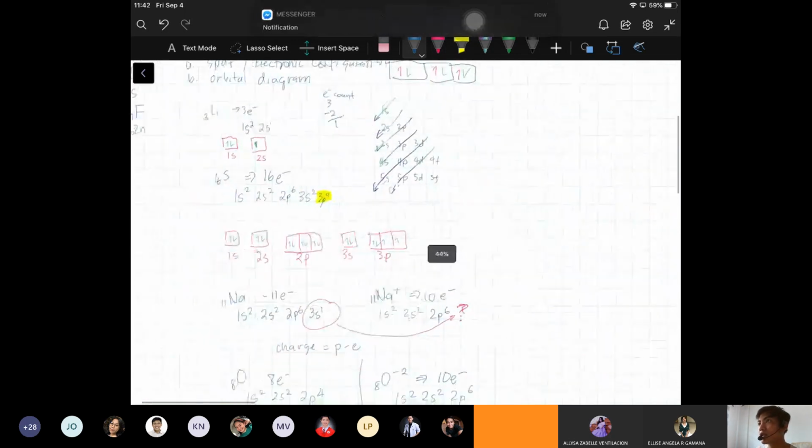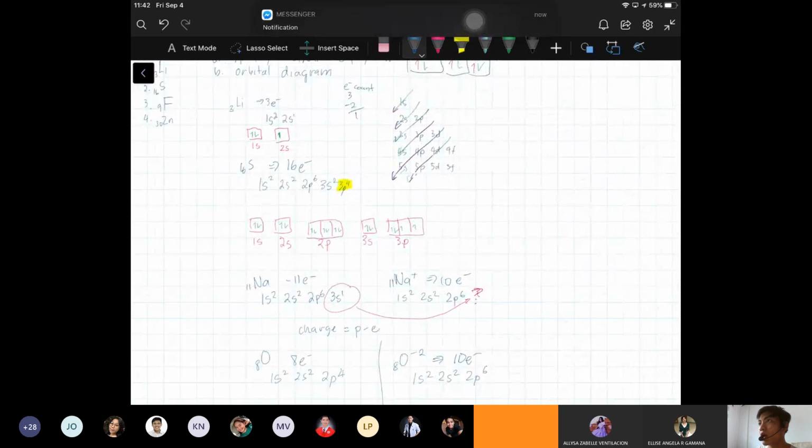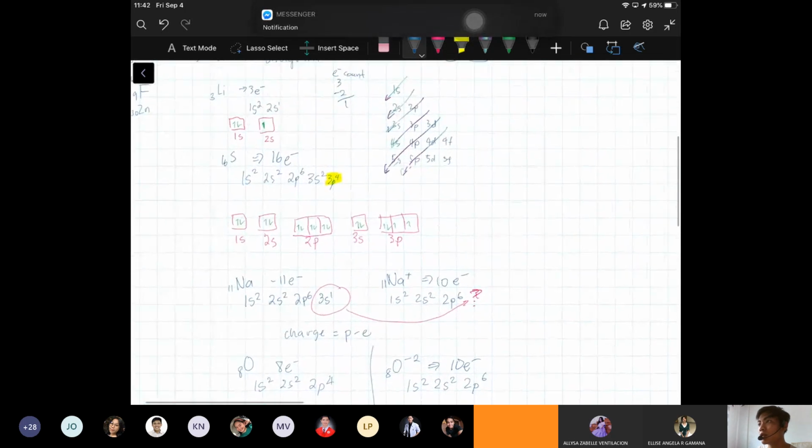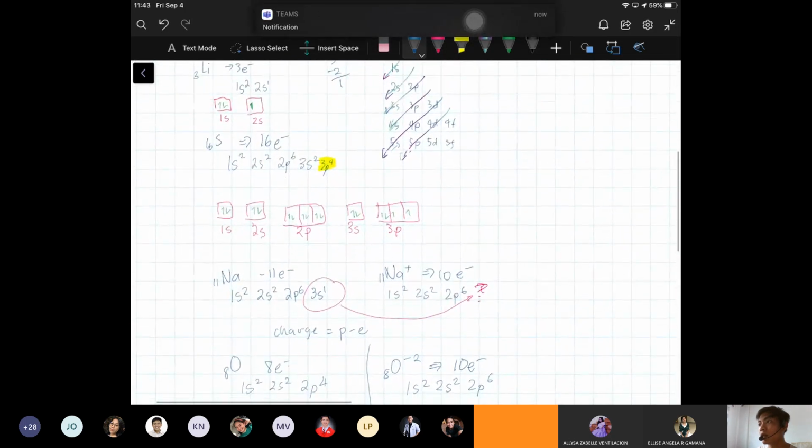You can take a screenshot of this answer, no. Screenshot nyo na lang. Tapos ayun, magsasagot na kayo, no. Bigyan ko kayo ng 3 atoms na sasagutan natin.